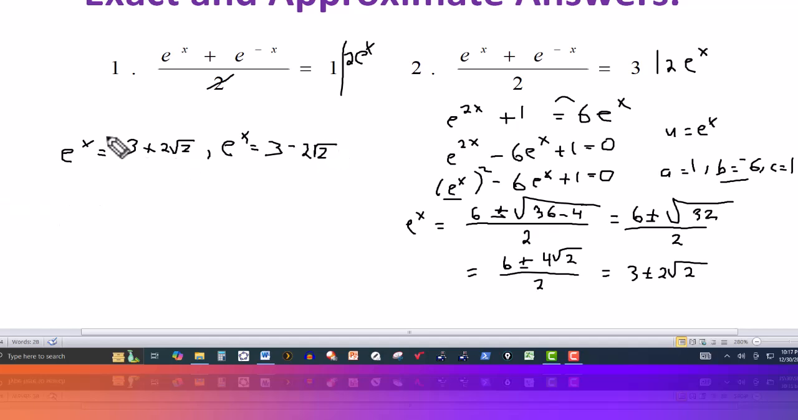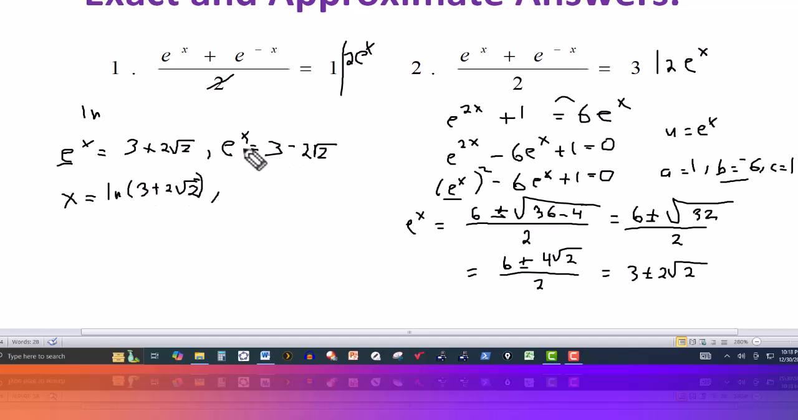Okay, so for this one here, we take the natural log of both sides. You can take the log with any base, but it's more convenient to use the natural log because you have the exponential right here. And the natural log of e to the x is just x. Taking the natural log of both sides, on the left side I get x, on the right side I get the natural log of 3 plus 2 times the square root of 2. And that's an exact answer.